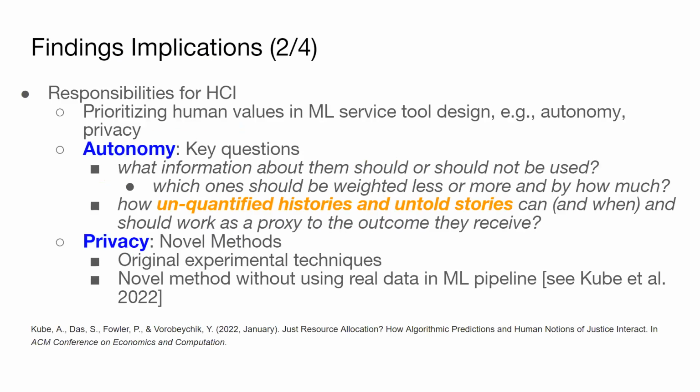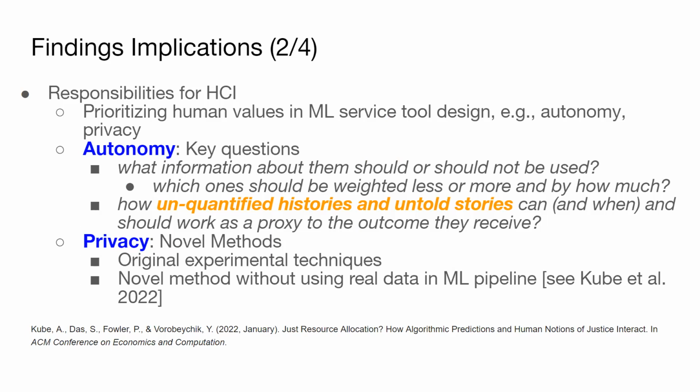We provided several responsibilities for HCI in our work. First of all, HCI researchers can prioritize human values in the ML service tool design, such as autonomy and privacy. Homeless clients' autonomy can be uplifted by asking key questions and using those responses in the ML service tool design. For example, homeless clients can be asked what information about them should or should not be used, which should be weighted less or more, and by how much. How unquantified histories and untold stories can, when, and should work as a proxy to the outcome they receive.